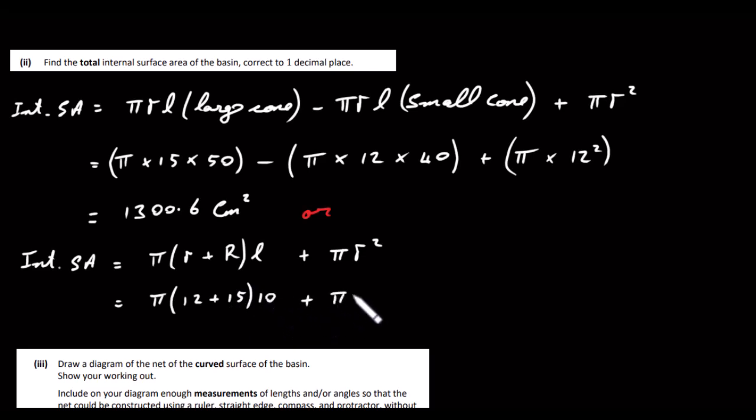And then we've got pi times the radius again, so it's just going to be the same up here. So it's going to be pi times 12 squared. When you do all of that, you get the same answer. You get 1300.6 centimeters squared.